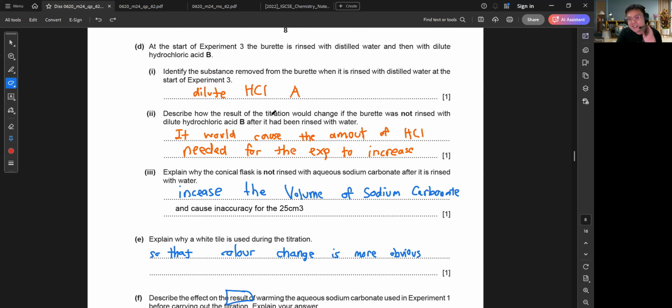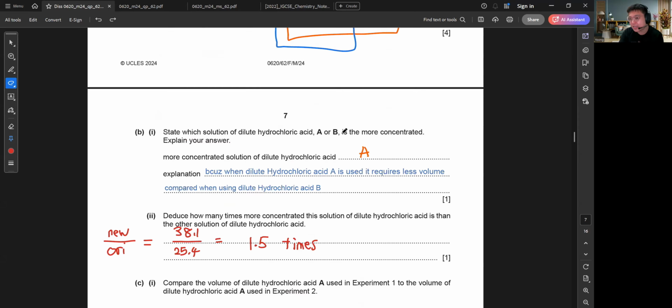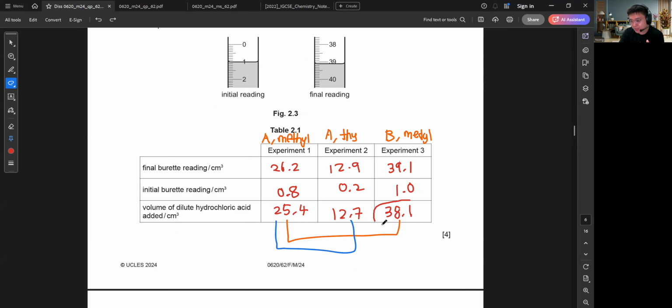All right. Then let's go to question 2. Describe how the result of titration would change if the burette was not rinsed with dilute hydrochloric acid B. Because we have found that dilute hydrochloric acid A is more concentrated, that means if we didn't rinse it properly, then for this B, the amount we need is lesser because it increases the concentration. When you have a little bit of A mixed with B, even though it's just a little bit, it will still increase the concentration because A is a stronger acid, as we have seen here. It uses a lesser amount.